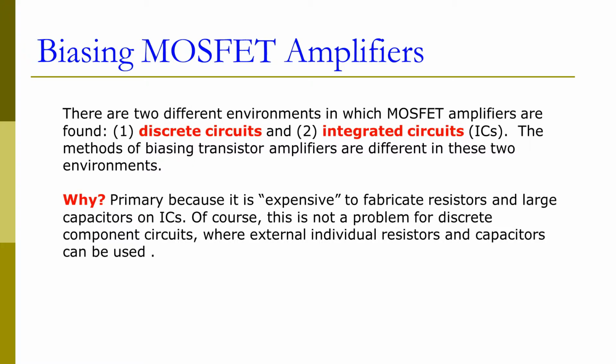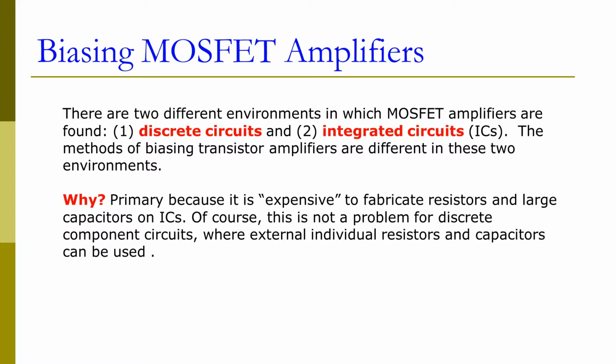The first one is the discrete circuits. In the discrete circuits, the amplifier is made of a transistor and some other external components like resistors and capacitors. But in the integrated circuits, everything will be fabricated on a single chip. So the method of biasing a transistor amplifier will be very different for these two environments.